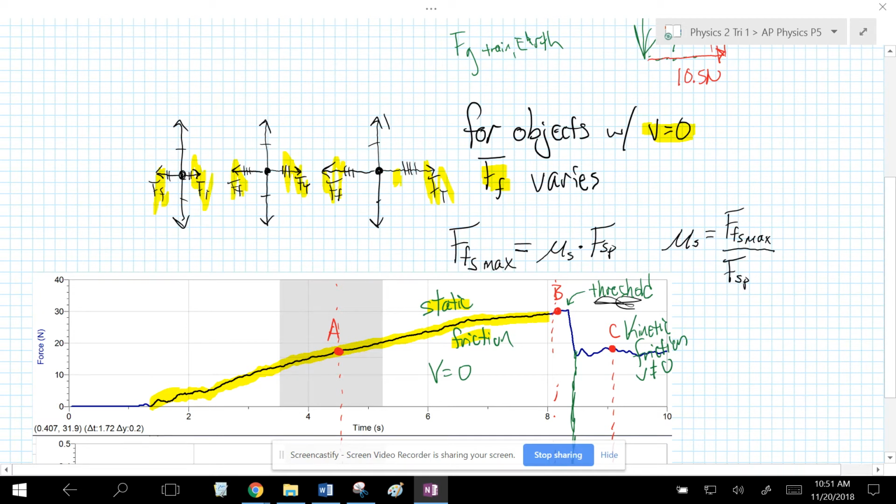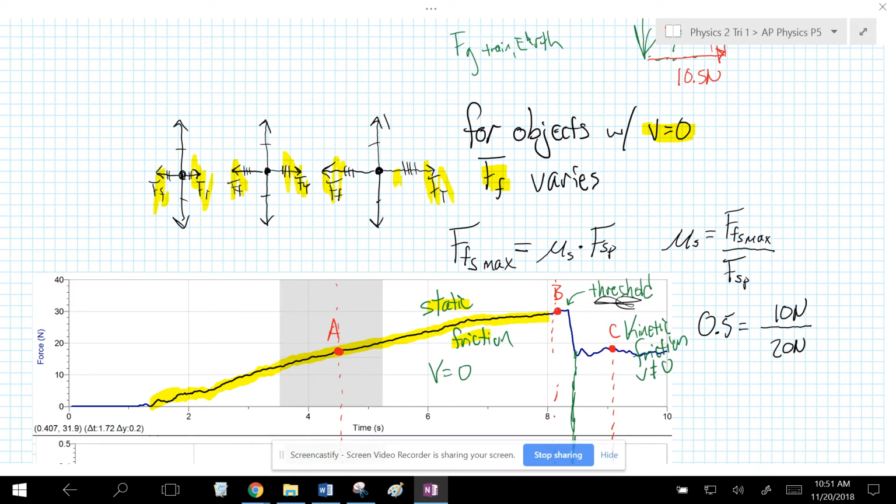So for example, you might have a mu S, a coefficient of 0.5, and that's just telling you that whatever your smoosh push is, let's say you had a smoosh push of 20 newtons, then your FFS would be 10 newtons, right? Because that's how math works. So with a coefficient of 0.5, your maximum friction is 50% of your smoosh push.